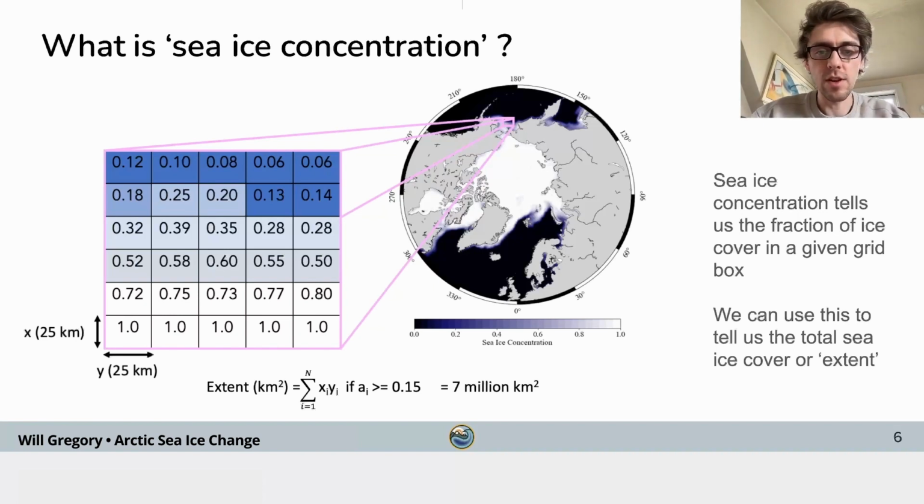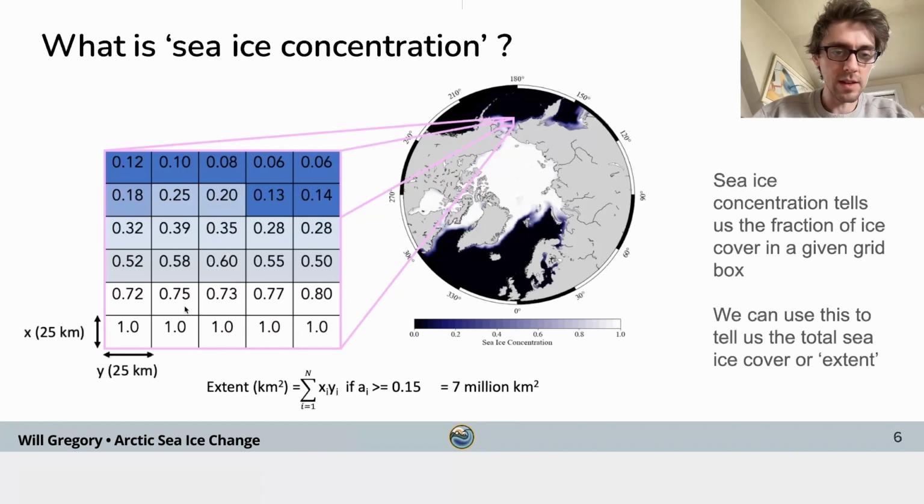So sea ice concentration basically summarizes the amount, or the area fraction, of a given grid cell that contains sea ice. We can see here a map of sea ice concentration, and if we zoom into that, in each grid cell we have a value of concentration which corresponds to the fraction of that grid cell which contains sea ice.